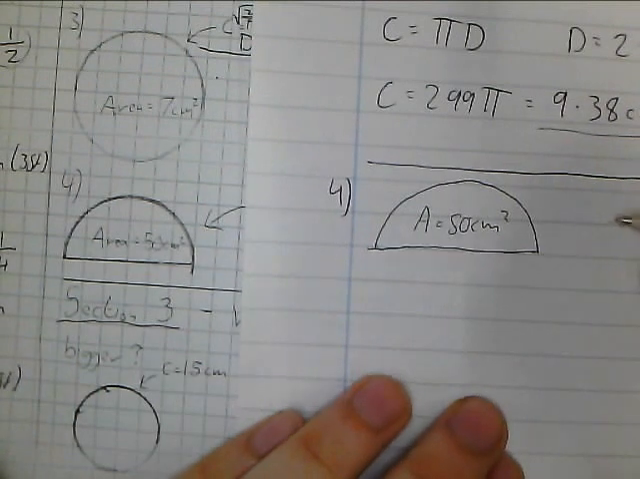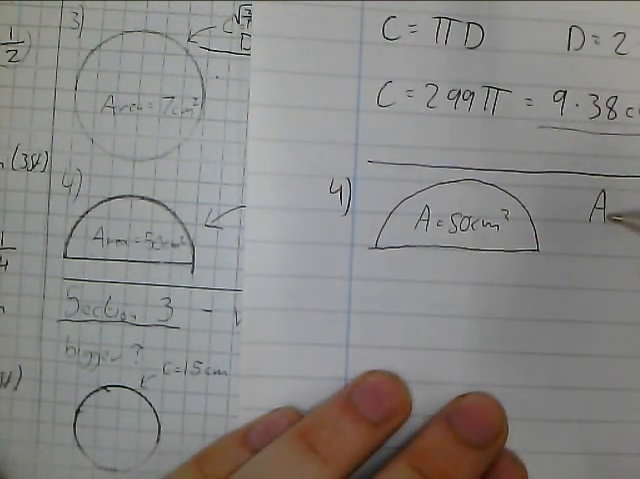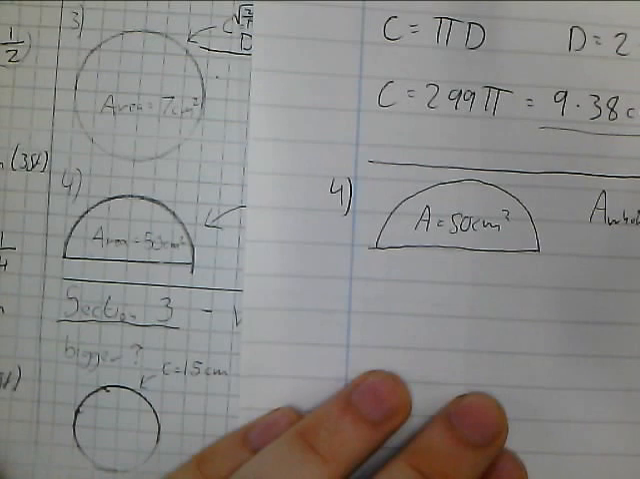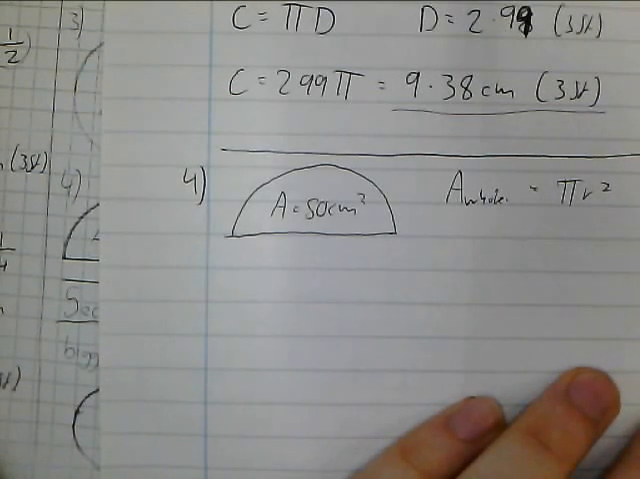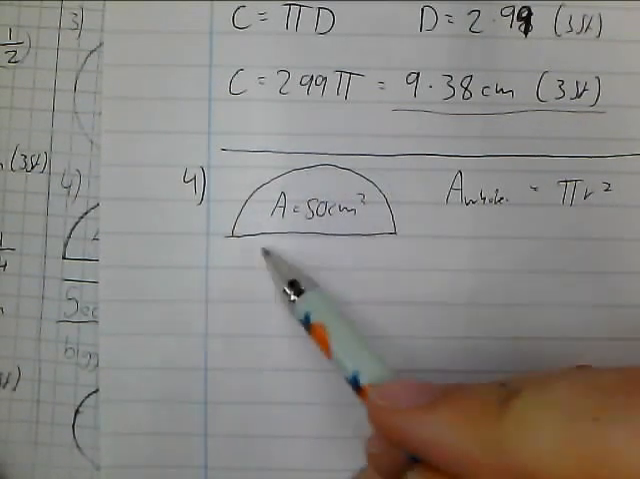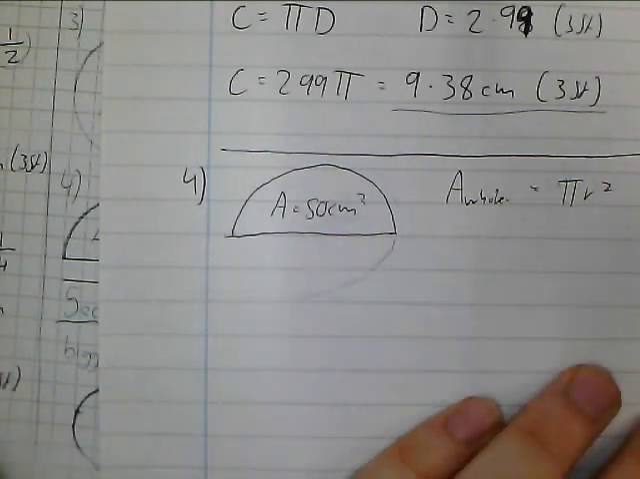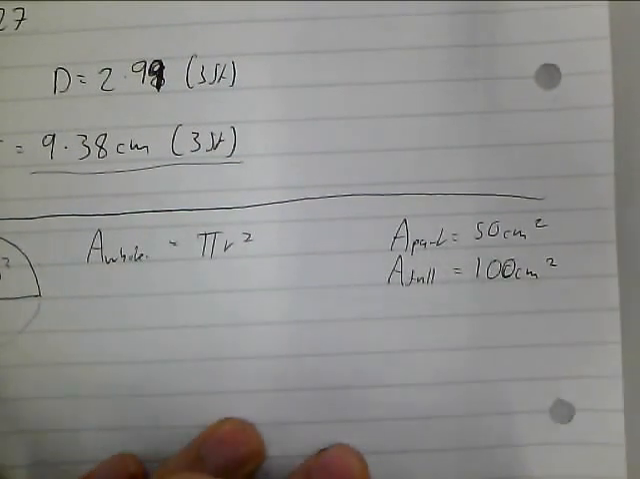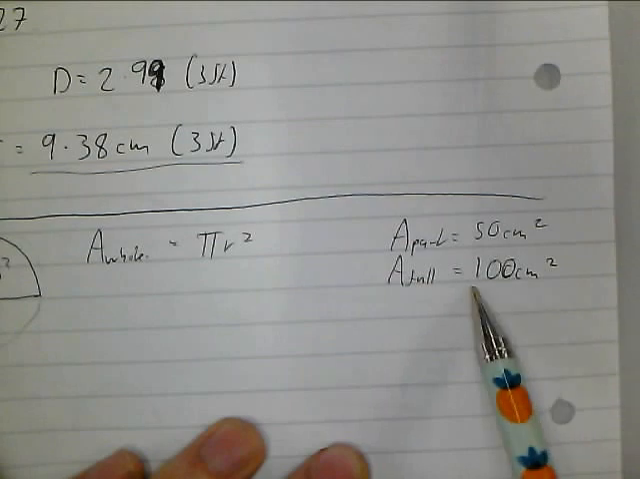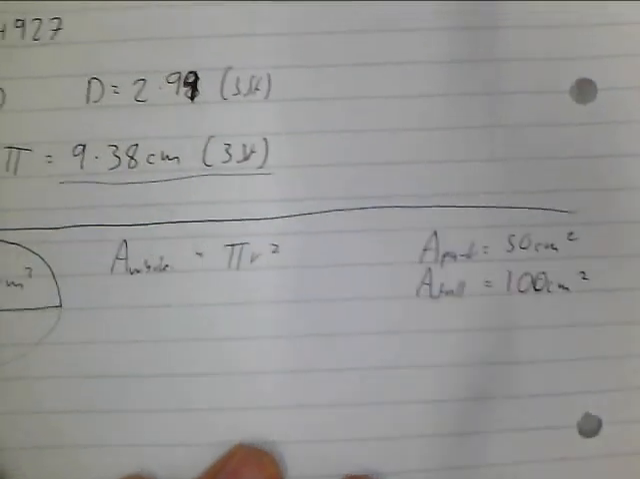Okay, so I'm going to find the area of the whole circle here first, so pi r squared. So the area of the part circle is 50 centimetres squared, and because it's half a circle, I want to effectively double this to make a full circle. So the area of the full circle would be 100 centimetres squared. Okay, so the area of the part circle is 50, so the whole circle would be 100 centimetres squared, which I can then put into this equation.